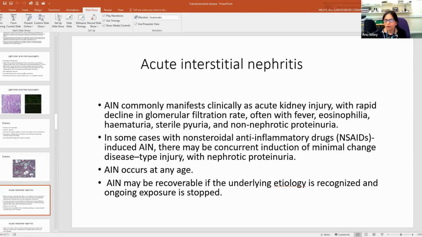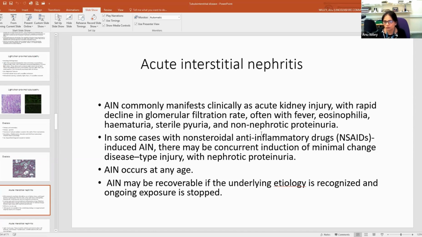symptoms. In some cases, history is quite good, because you will have a history that the patient has had medication or drugs. In some cases, there won't be. In some cases, one of the commonest culprits, NSAIDs, non-steroidal anti-inflammatory drugs, can also induce a minimal change disease type of injury with nephrotic range proteinuria, because we all know there are a certain number of drugs which can cause minimal change disease within the kidney. One of them is NSAIDs.